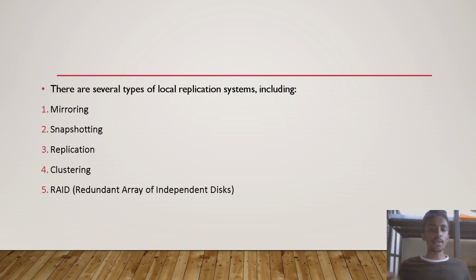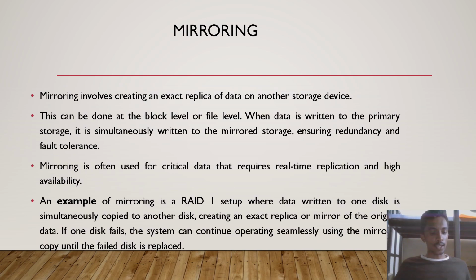Now in data replication, we have different types: mirroring, snapshotting, replication, clustering, and RAID, redundant array of independent disks. Mirroring. Mirroring involves creating an exact replica of data on another storage device. This can be done at the block level or file level. When data is written to the primary storage, it is simultaneously written to the mirrored storage, ensuring redundancy and fault tolerance. Mirroring is often used for critical data that requires real-time replication and high availability.